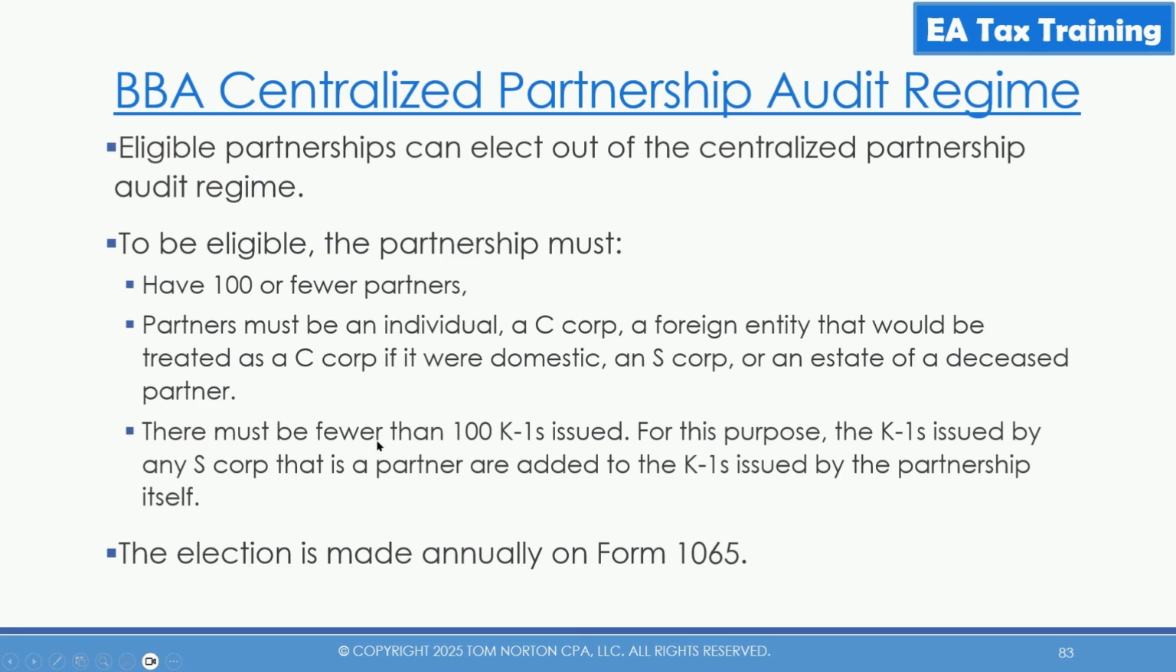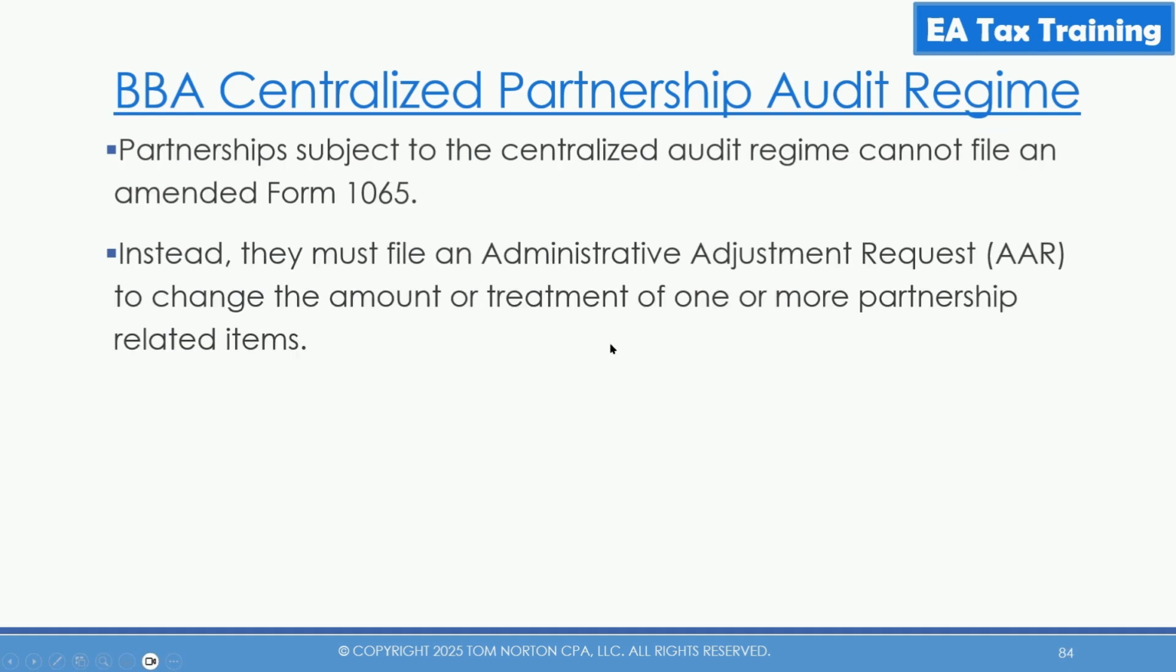This election to elect out is made annually on the Form 1065. So you have to do it every year. It is not a one and done type of thing. So every year you have to say, we elect out. If you don't do that, then for that year, you will be subject to this regime. Any partnerships who are subject to this BBA, we usually just call it BBA, they cannot file an amended Form 1065. So if they have a change they need to make, they don't amend their 1065. Instead, they file something called an Administrative Adjustment Request, or AAR, in order to change those amounts and to report those items.